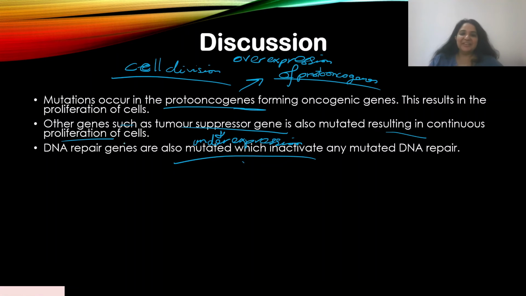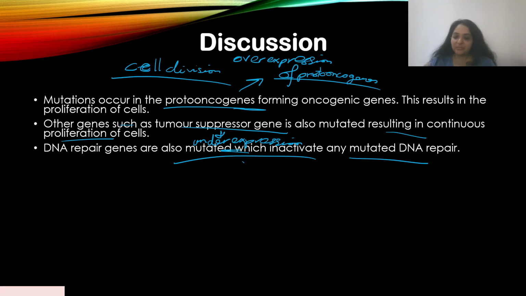Okay, so I've already spoken of proto-oncogenes and tumor suppressor genes. Now there is something called a DNA repair gene also. Every day there is some damage to the DNA happening in our cells, but there is a function to repair that DNA also. Mutation is when the DNA is not repaired and that damage gets carried over. So when the DNA repair genes are also mutated, they inactivate DNA repair.